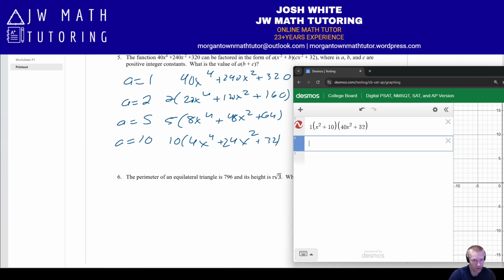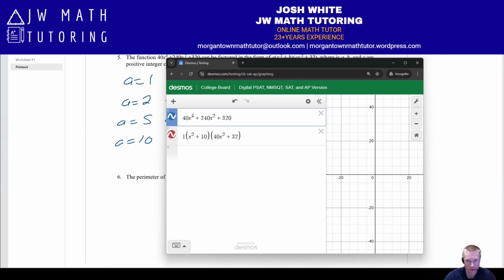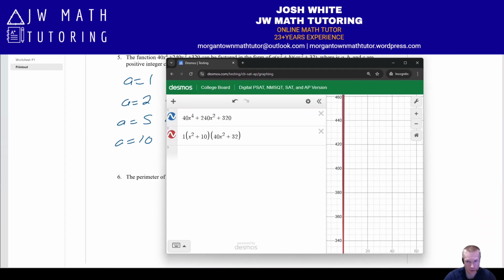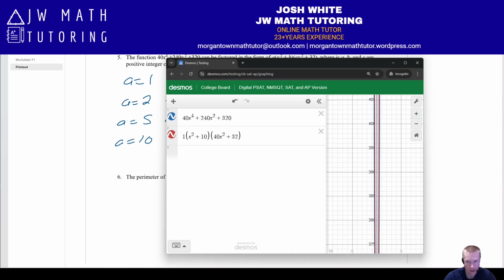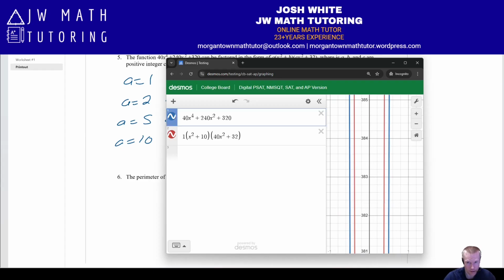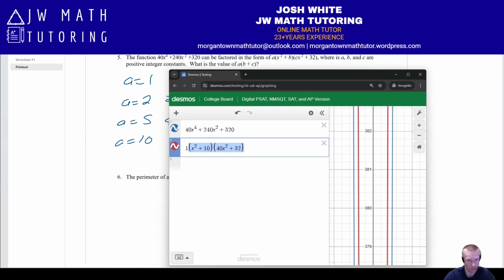All right, so here's the thing, and I'm going to type the original before the factoring. Here's the problem, though. I'm going to zoom out. If you zoom in here, you technically will see these two graphs are not the same. They do not overlap. This is the original, and this is how it would have to be factored given the constraints of the problem.